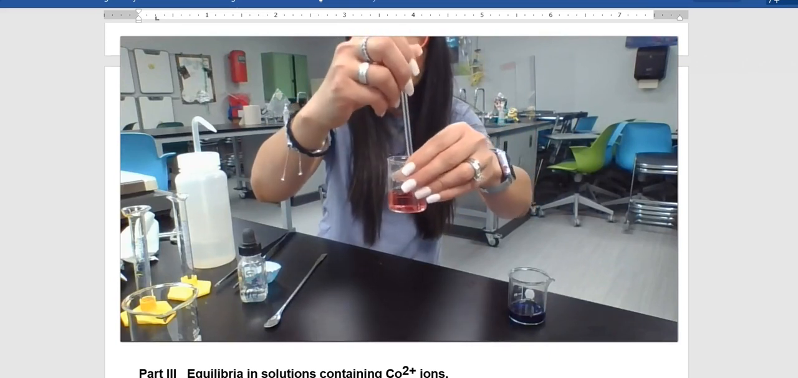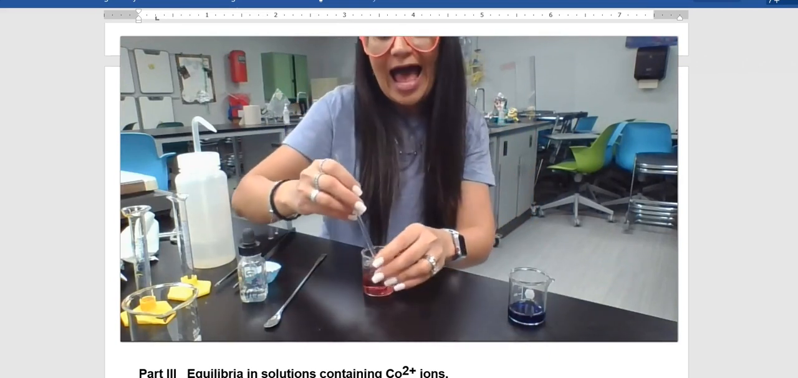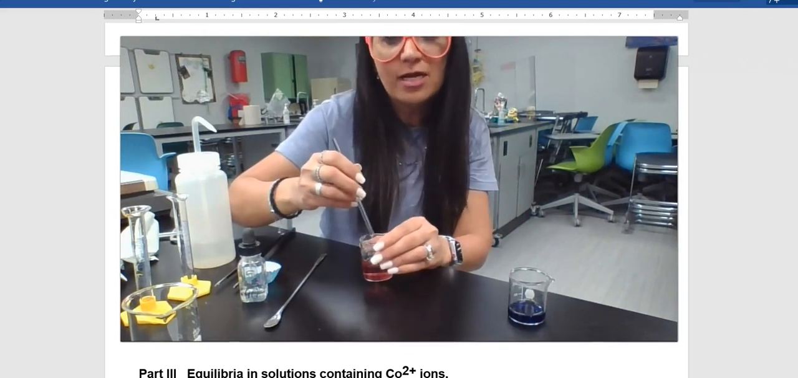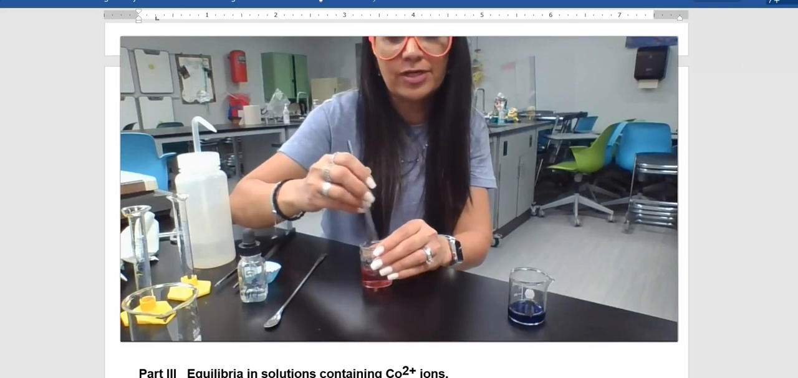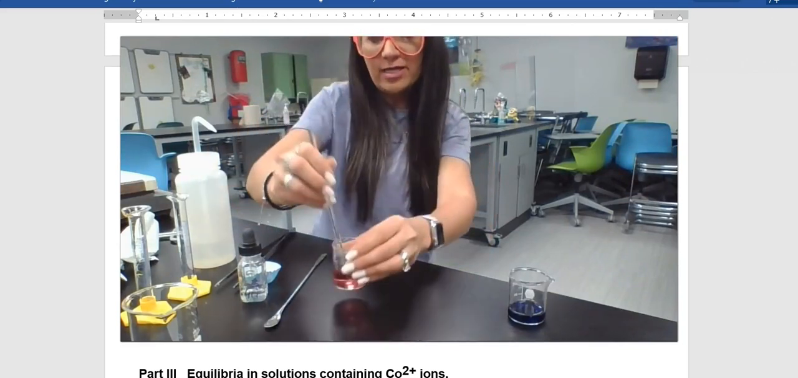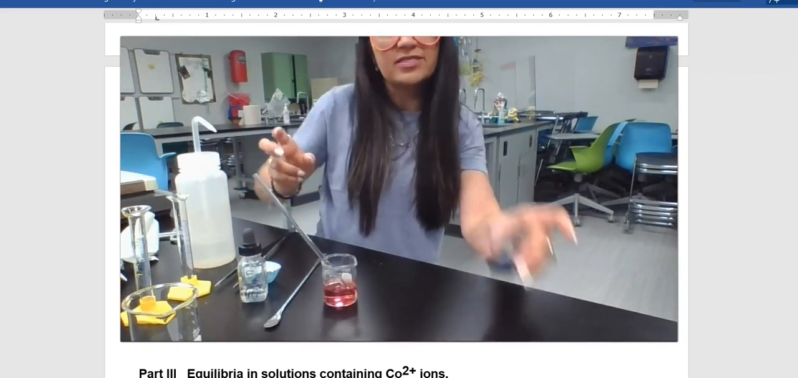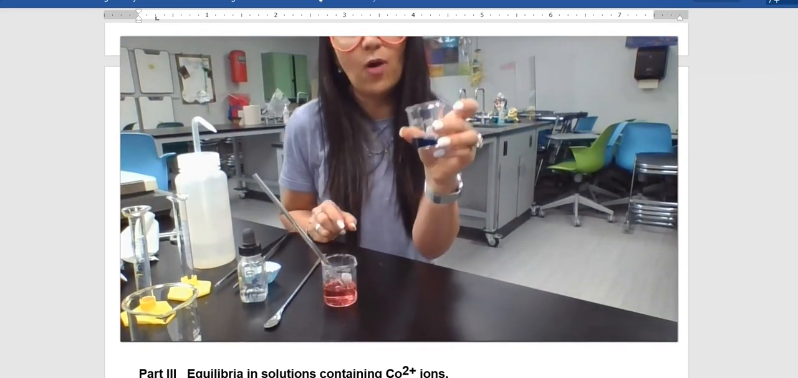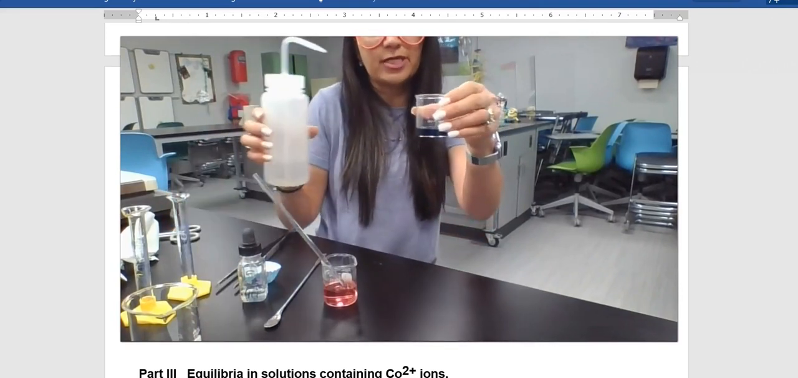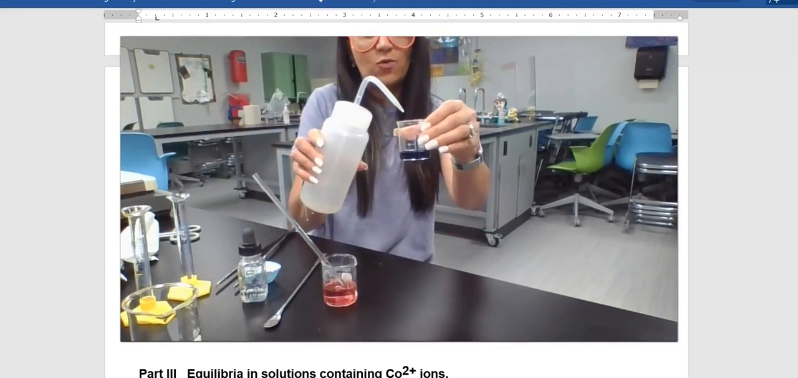To the solution prepared in 1A, add water slowly. When the color change appears to be complete, put the beaker on the hot plate and bring the solution to a boil. So this is the cobalt chloride, so I'm going to keep this here. To this one, we want to slowly add water, and then once the color change appears, we're going to put it on the hot plate. So let's add water to this.